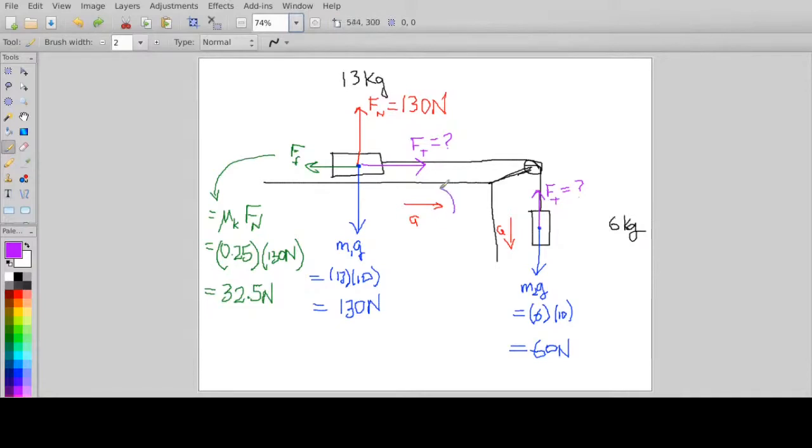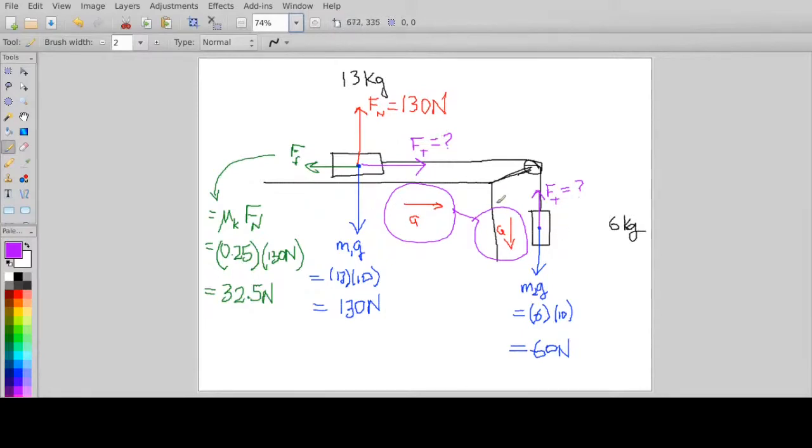Okay. By the way, you might ask the question, are the accelerations the same? Because I automatically assumed that both blocks were going to accelerate the same, and the answer is yes. Because as long as the string doesn't stretch and doesn't bunch up, and we're going to assume that it doesn't stretch, then if the 6 kilogram moves down 1 centimeter, the 13 kilogram has to move the same. If the 6 kilogram moves further than the 13 kilogram, well, then the string must be stretching, okay?